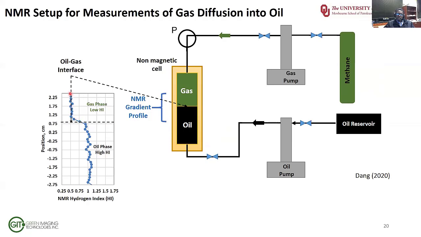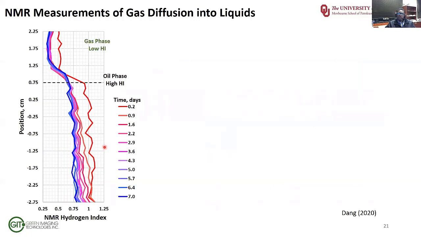And so we can see on top over here, we have a low NMR signal, which represents a low hydrogen index. That will be the gaseous phase. And the high hydrogen index will be the oil phase. The hydrogen index is essentially a proxy for density, right? So it makes sense that the low hydrogen index, which will be low density, will be the gas phase, and the high hydrogen index, which will be high density, will be the oil phase. Okay, now that we have reviewed this schematic, let's look at some of the actual measurements which we conducted.